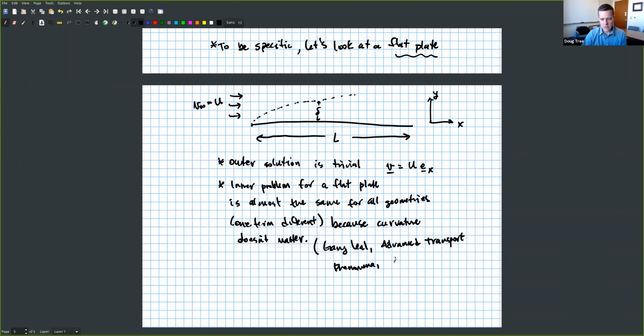And this is in section 10F in that book.